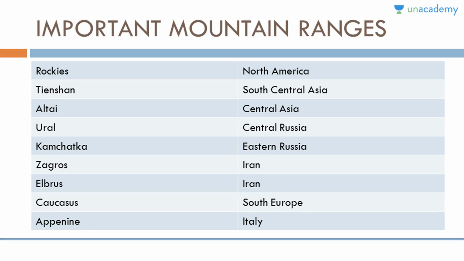Here is the list of certain important mountain ranges, which includes Rockies in North America, Tian Shan in South Central Asia, Altai in Central Asia, Ural in Central Russia, Kamchatka in Eastern Russia, Zagros located in Iran, Elbrus is also located in Iran, Caucasus in South Europe and Apennine in Italy.